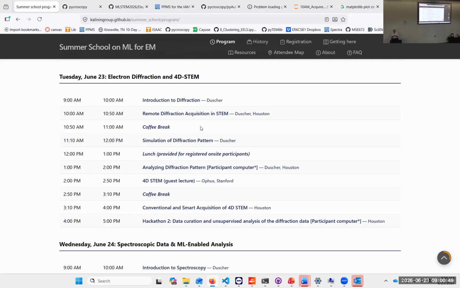our participants are very diverse. A lot of them are experienced microscopists. Many of them are data scientists, and they all have to be brought to about the same level of understanding, at least of vocabulary, right? So I always say science is about 90% a language course. So we are starting with an introduction to diffraction, and we will go all the way to 4D STEM and how we can analyze that.